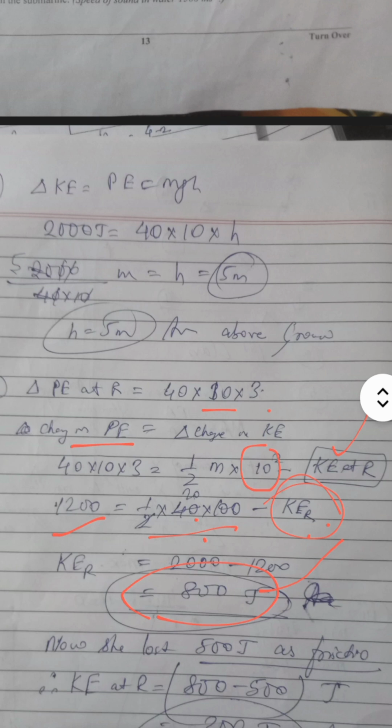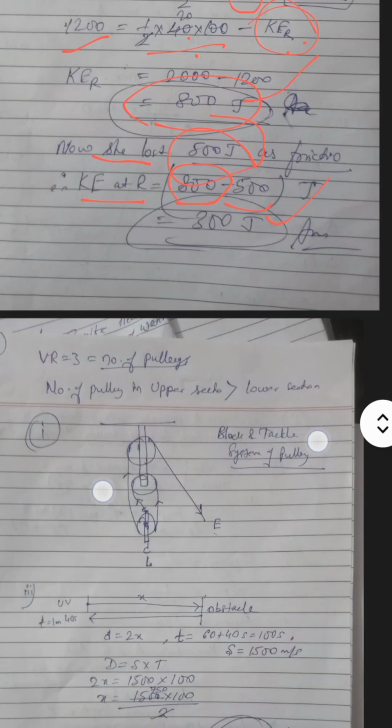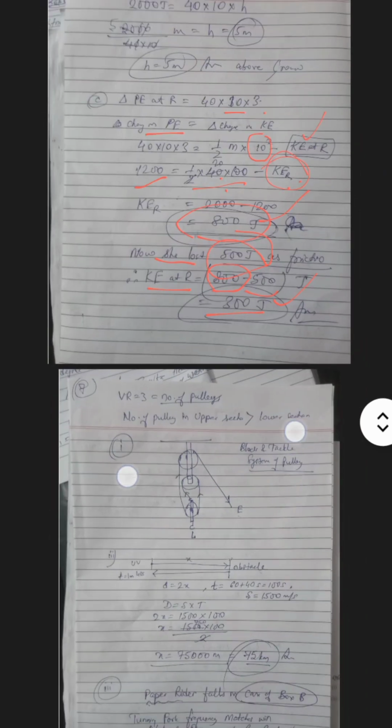Now the question was that C has lost 500 joule. 500 joule was lost, so kinetic energy at R was not 800, instead 800 minus 500, 300 joule. So 300 joule is the kinetic energy at position R. Now let us move further. 300 joule. Next question.